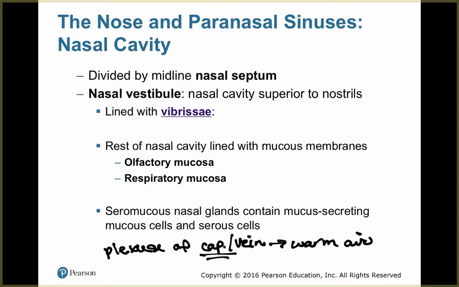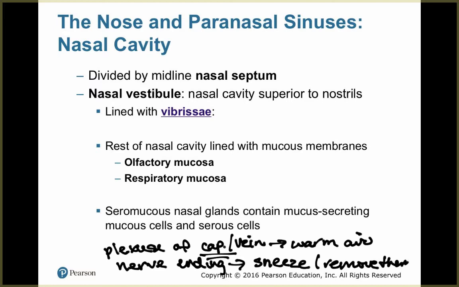And then the last thing, you are going to have nerve endings in here. And those nerve endings are going to help you recognize when particles are there so that you'll sneeze and remove them. So that area, they are really doing a lot in there.